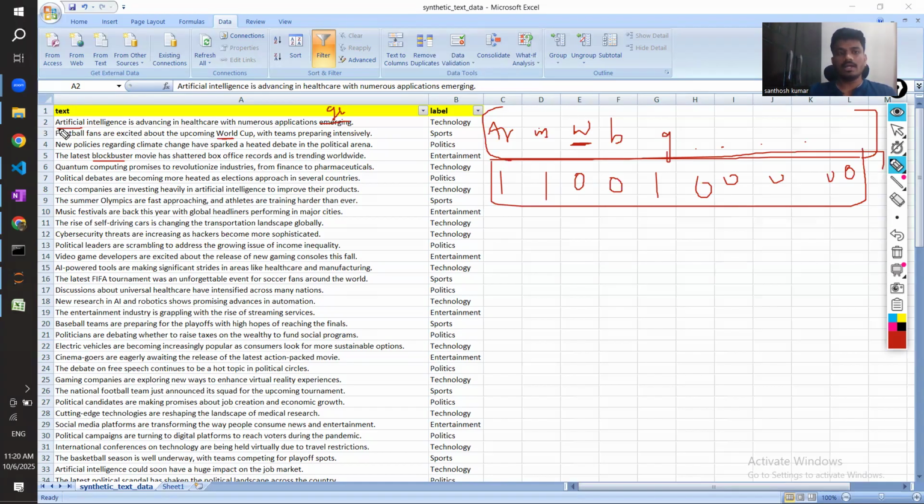Now the model will not understand the words, but the model will understand this. It is just like encoding. Even in the Titanic dataset, for gender, we are not directly sending male or female. We are encoding it as 0 or 1.